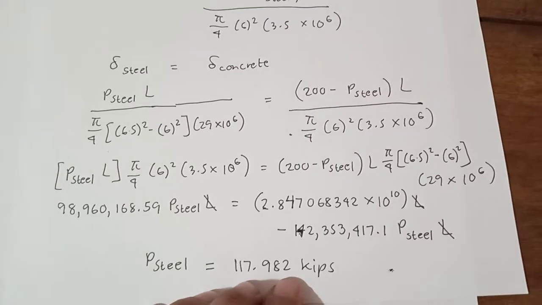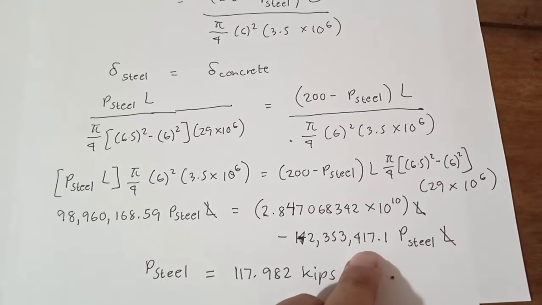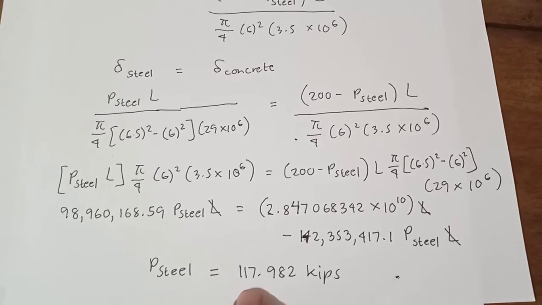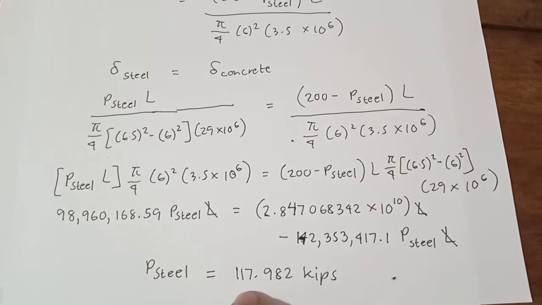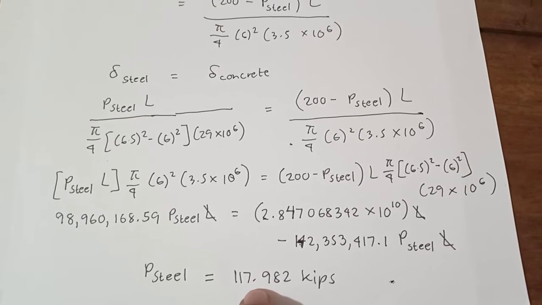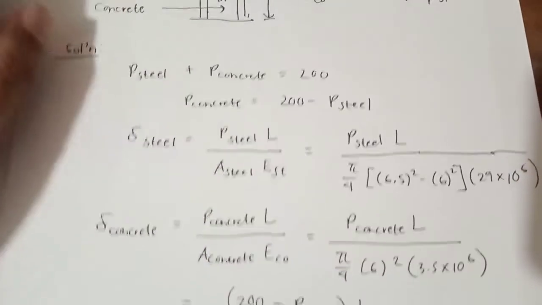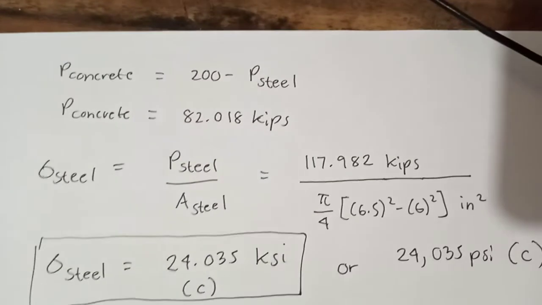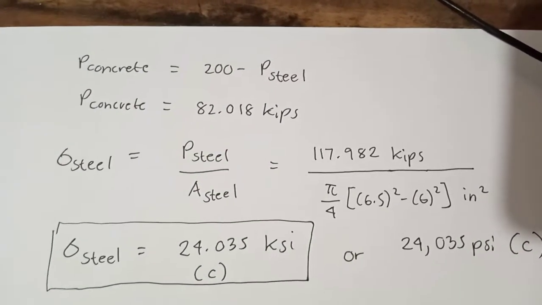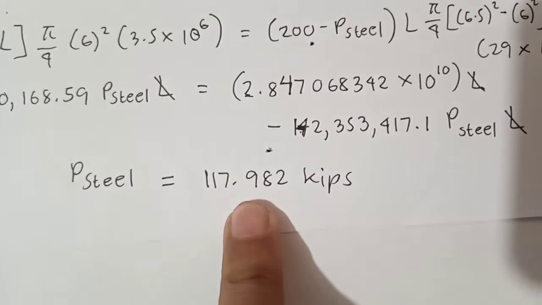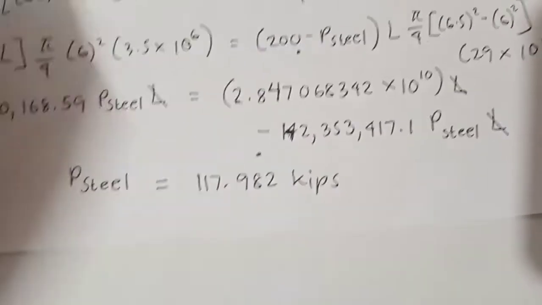From this equation, we get P steel is equal to 117.982 kip. Then we substitute this computed value into the first equation we formed to get the P concrete. The P concrete here is 82.018 kip. So let's trace back. The P steel is 117.982, the part of the 200 kips that is carried by steel.